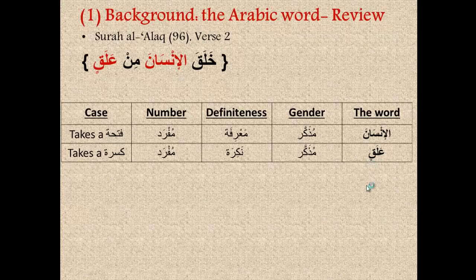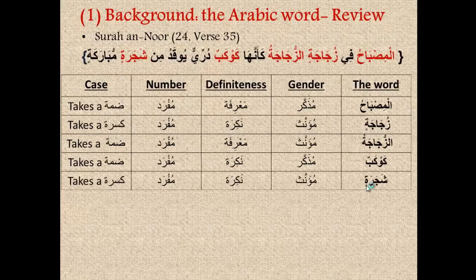Let's take a look at a second example. This is a segment taken from the middle of verse 35 in Surah An-Nur. Let's focus on the words highlighted here. Al-misbahu zujajatin, al-zujajatu kawkabun, and shajaratin. Al-misbahu, we hear the al, we know it is ma'rifah. The word is mudhakkar, mufrad, and takes a dhamma.